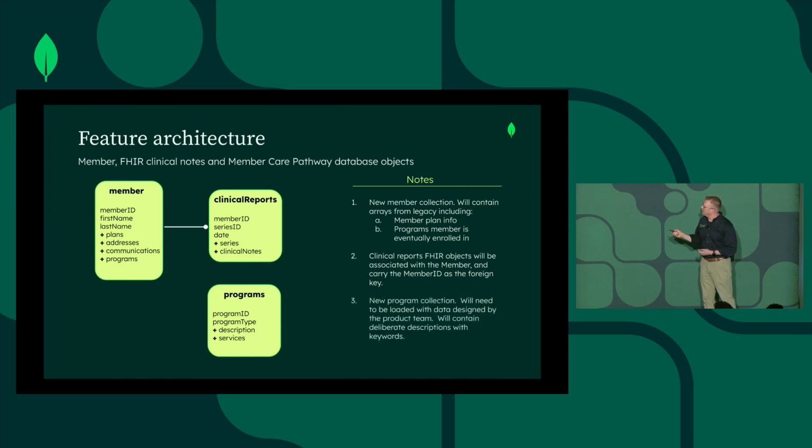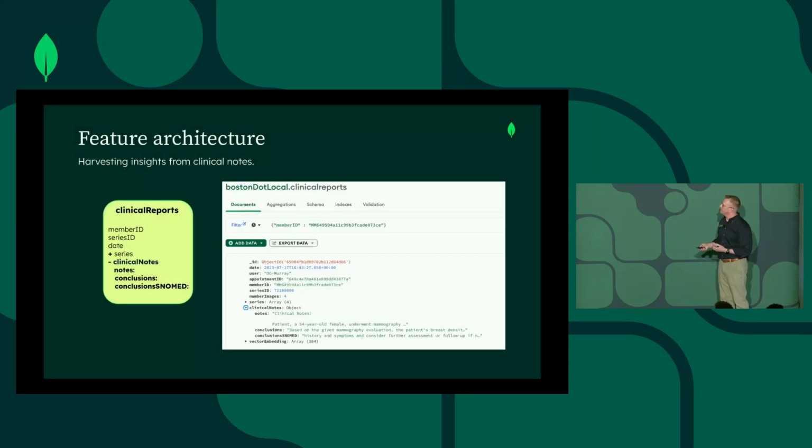And so the new member collection will then need to be loaded with data designed by the product team, the program collection, sorry. So this is the program collection. So now how do we bridge this gap between the member who has clinical notes and the programs that are correlated to those notes? And we're going to go through this now in our feature architecture.